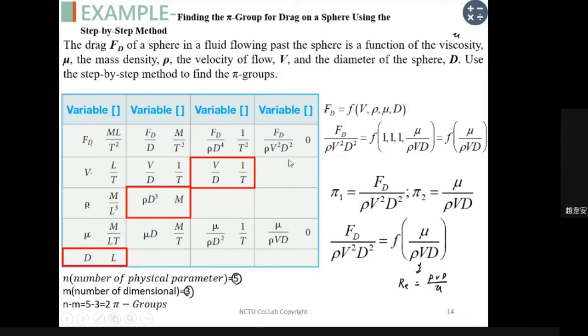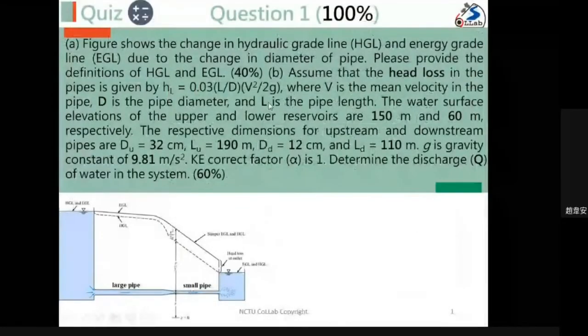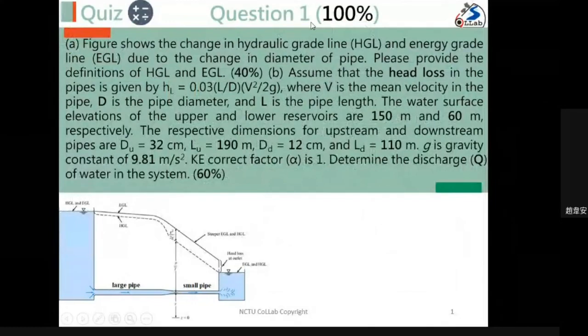Okay, so now due to the time limitations, we just move on to the quiz. As you see, today we only have one quiz. The quiz has only one question, and the figure shown here is from the textbook. Okay, so I will introduce the quiz in Mandarin.